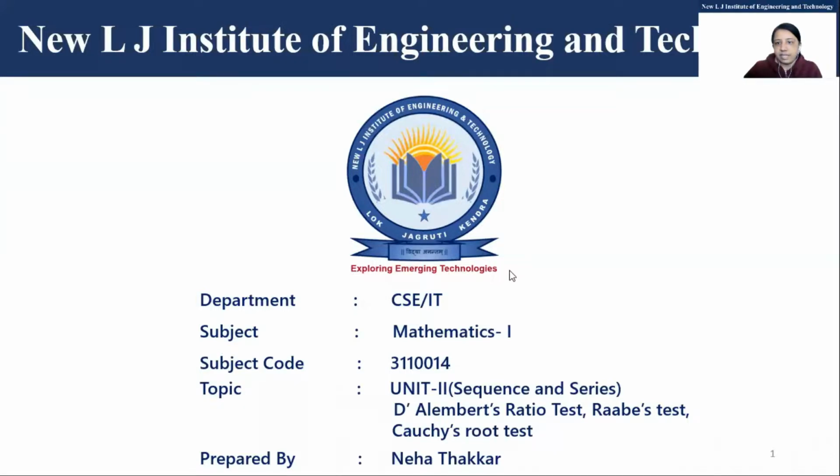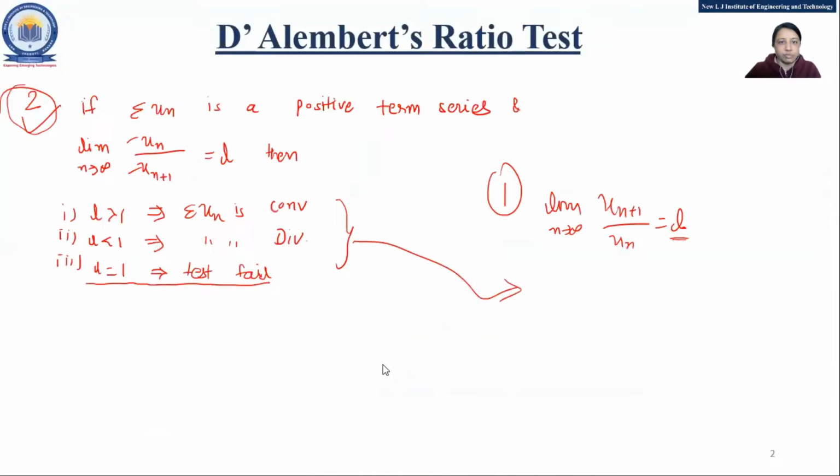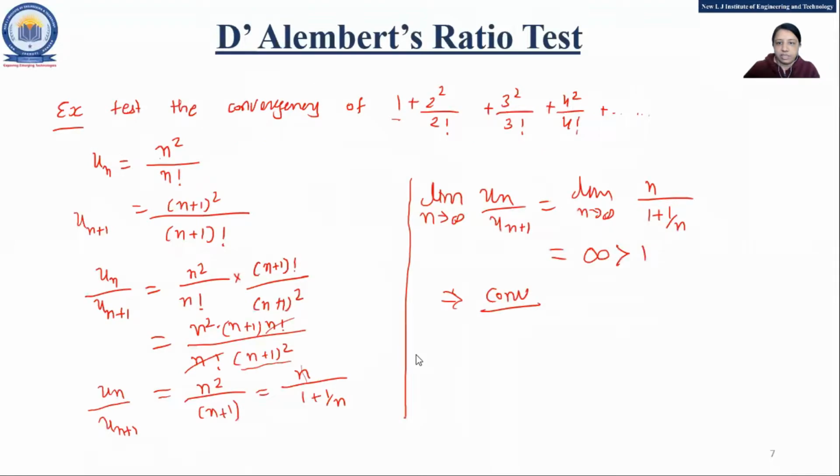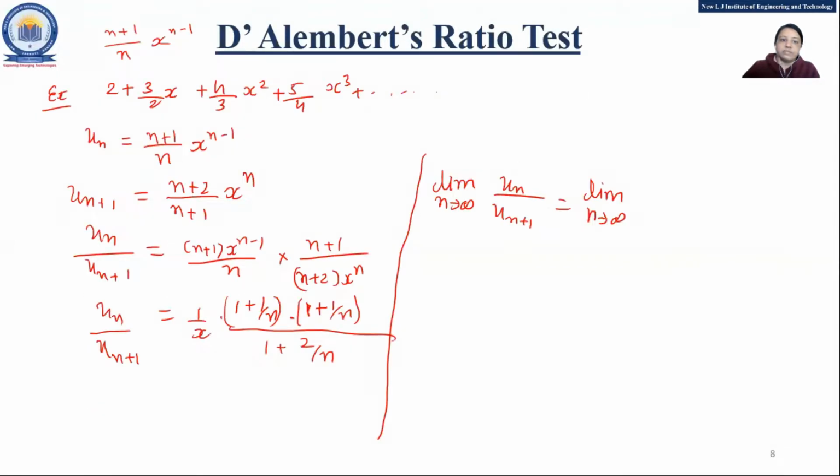I think in the last lecture we have seen one example that we were not able to complete, right? So first we'll move to that one. This is just a statement that we are going to follow. Now the last example was, just a minute, we'll see it. The series given is 2 plus 3 by 2 x plus 4 by 3 x square plus 5 by 4 x cube, right? So we have converted it into the general form, that is un plus 1, and also found out what is un upon un plus 1.